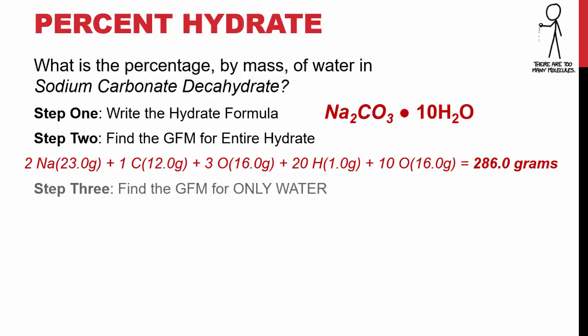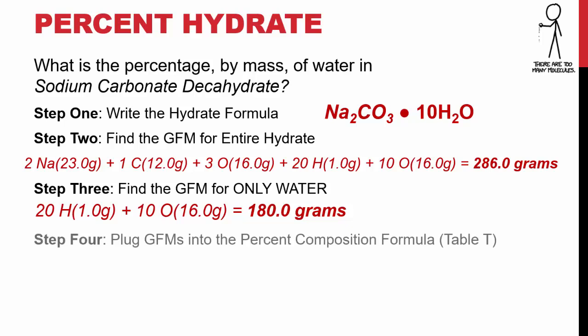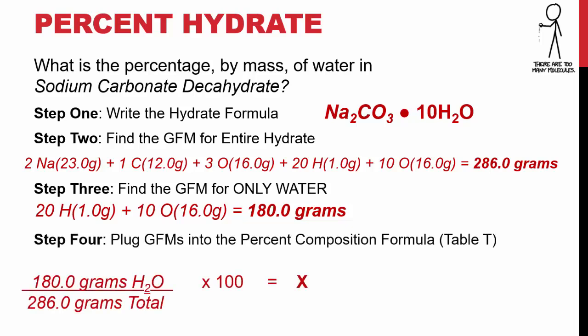Got it. The third step is find the GFM of only the water. So that means you're taking 20 hydrogens and 10 oxygens, and that means you get 180 grams. Again, you're using the percent composition formula, and you're doing 180 over 286, multiplying that answer by 100, and you would notice about 62.94% water by mass.